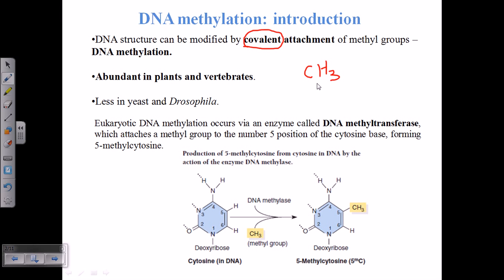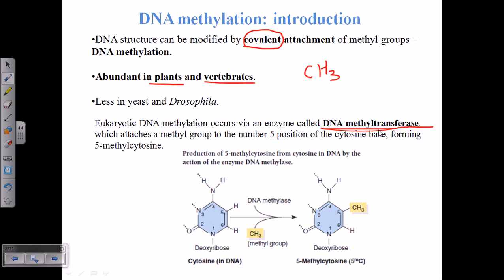This kind of methylation is very abundant in eukaryotic systems, more importantly in plants and vertebrates. So in higher eukaryotes we are going to find this kind of methylation in their DNA as well as in their histones. Now, this methyl transfer is carried out by the enzyme methyltransferase.